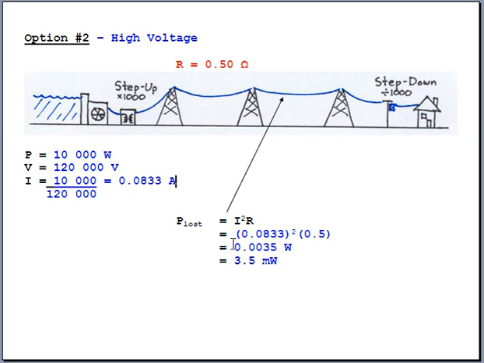So instead of 3,500 watts, we're talking about 0.003 watts. We're talking about milliwatts. In this story, with these numbers, it's not even worth talking about. So at the house, once you've stepped it back down, you would still have all of your 10,000 watts because you've only lost like 3 milliwatts. It's not even worth talking about. And so that's how they do it.